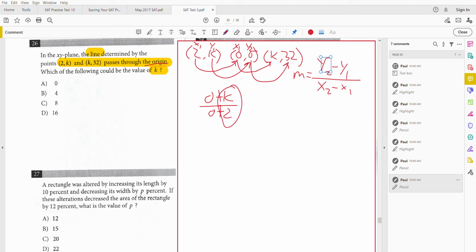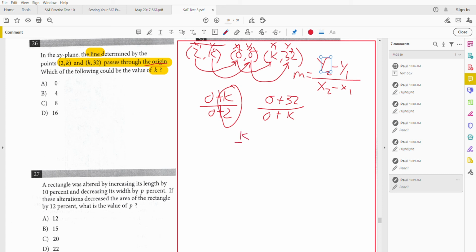You can do the same thing. Now, we already are treating the origin as x2 and y2. So now let's make this our new x1 and y1. So now what we've got is y2 minus y1 over x2 minus x1. And so we get 0 minus 32, which is negative 32, over 0 minus k, which is negative k. We get negative 32 over negative k, which is just 32 over k. So that's another way to express your slope here.